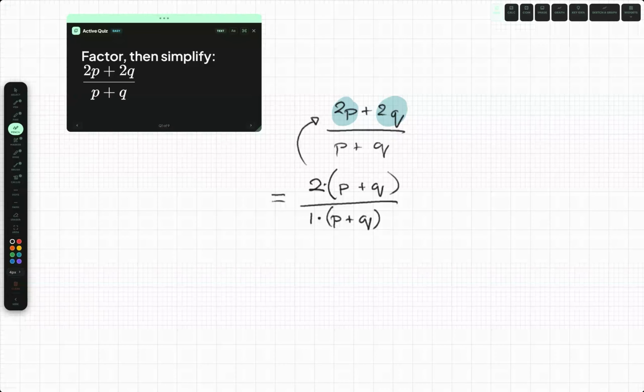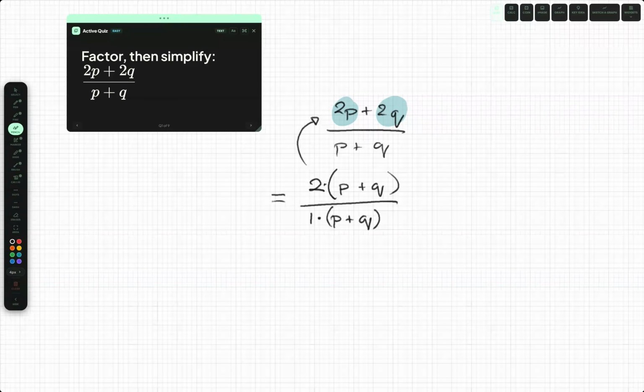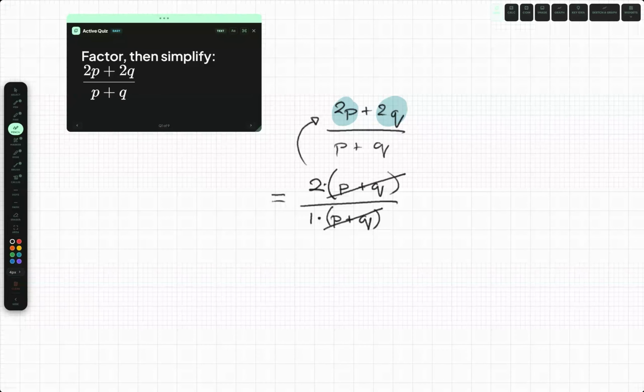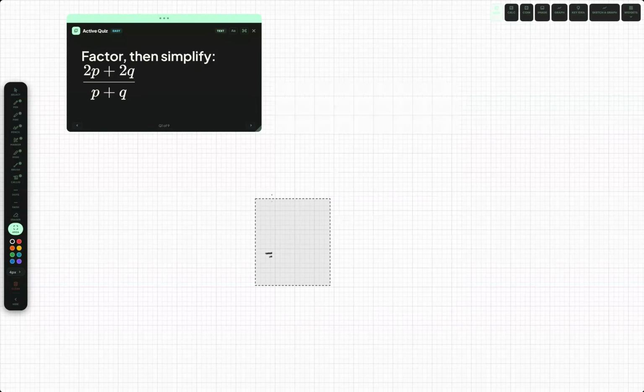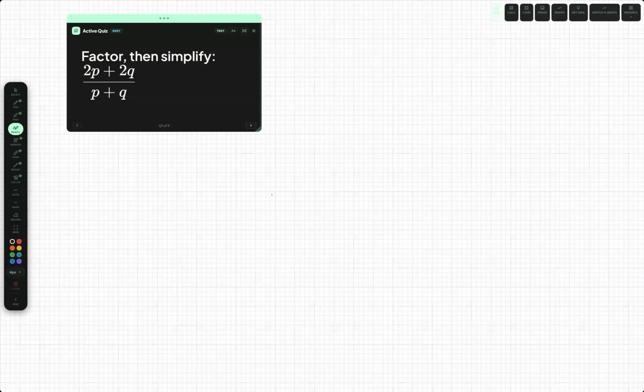1 times p plus q and 2 times p plus q, which means both the numerator and the denominator are being multiplied by the same factor, which means we can cancel both of them. And we end up with 2 over 1, which is just 2. So that makes it a lot easier to work with, and definitely is worth doing if we're going to be doing any operations involving that initial algebraic fraction.